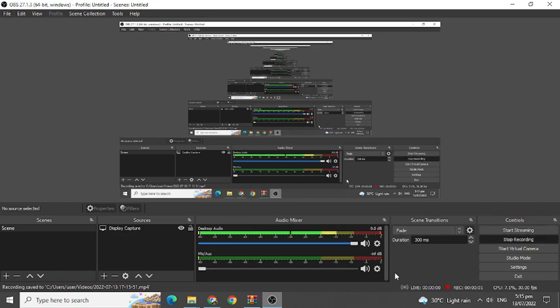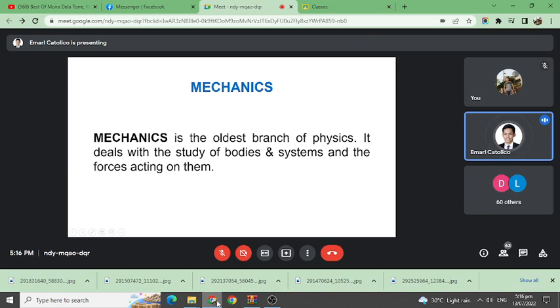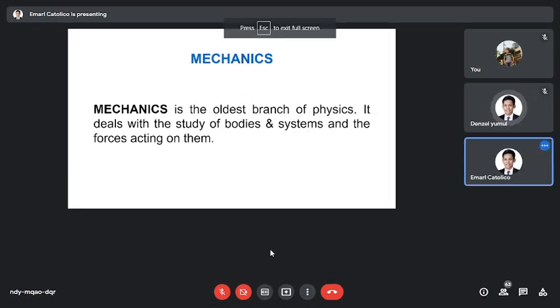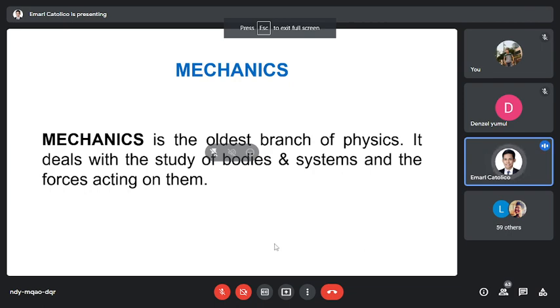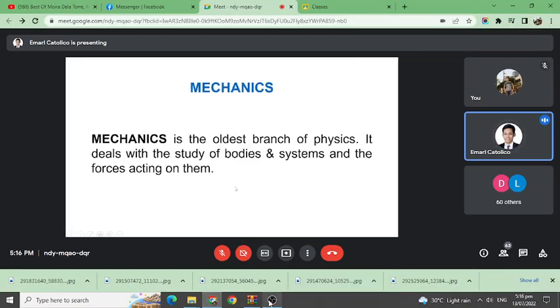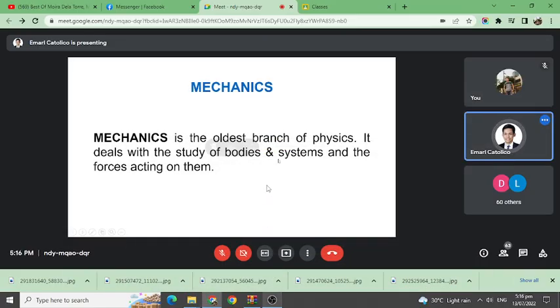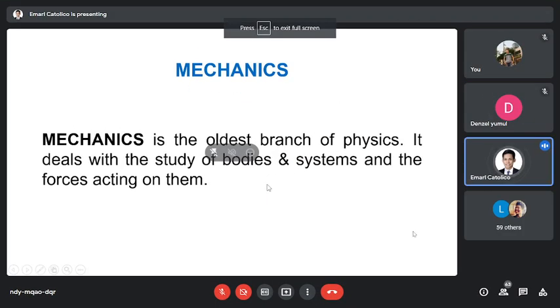Mechanics is the oldest branch of physics. It deals with the study of bodies and systems and the forces acting on them. So when we say bodies, it is either in a state of motion or at rest. Okay, so dalawa lang yan. Again, at rest or in motion.